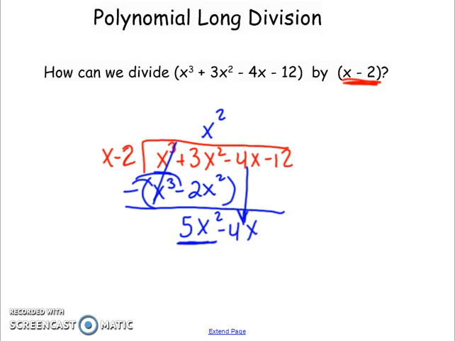And now we're going to do the same process. We're going to look at the x, and we're going to look at the 5x squared. I have an x. I want a 5x squared.